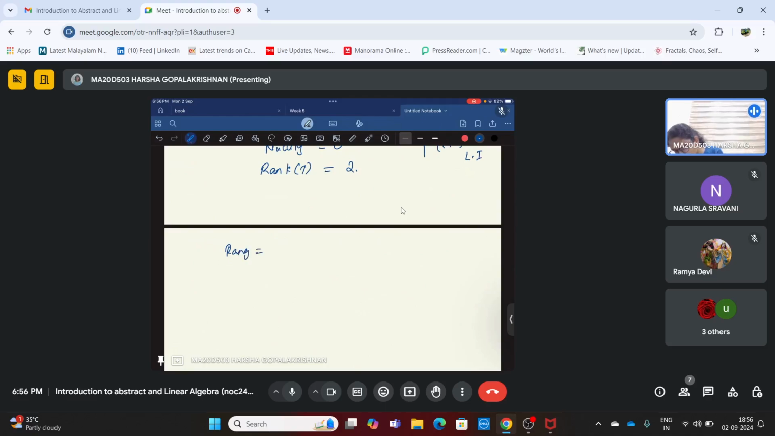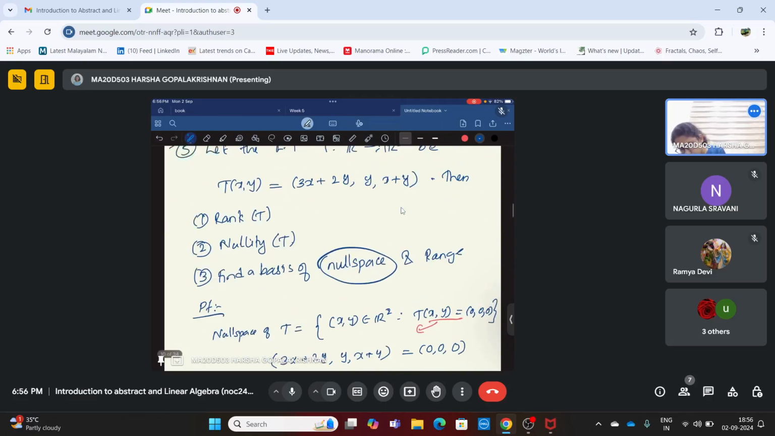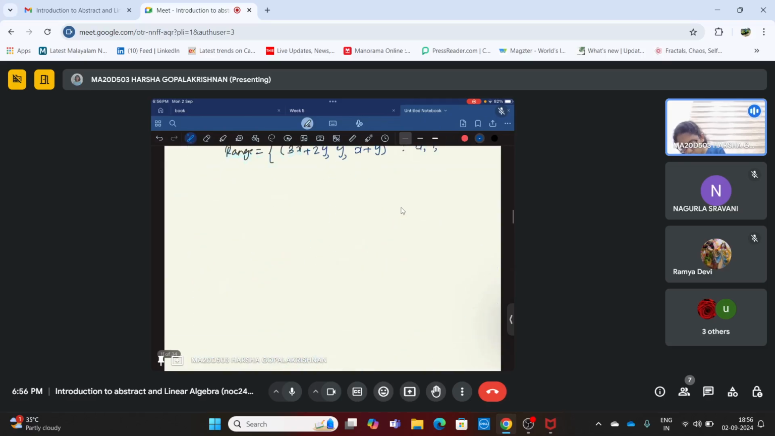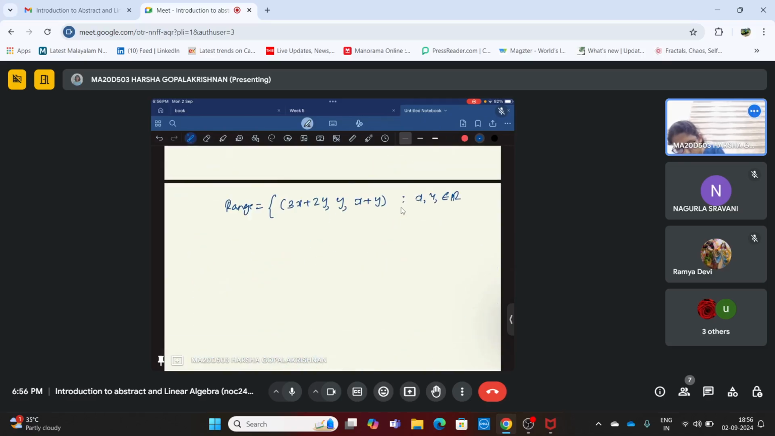The range is equal to the set of all (3x + 2y, y, x + y) such that x, y are coming from R. Okay, so this is the range. Now we will see what this actually is.